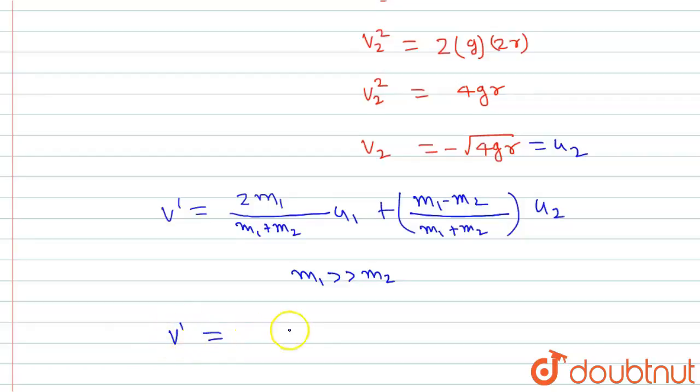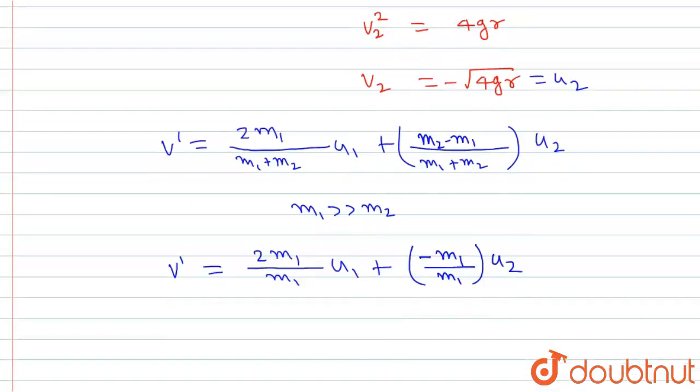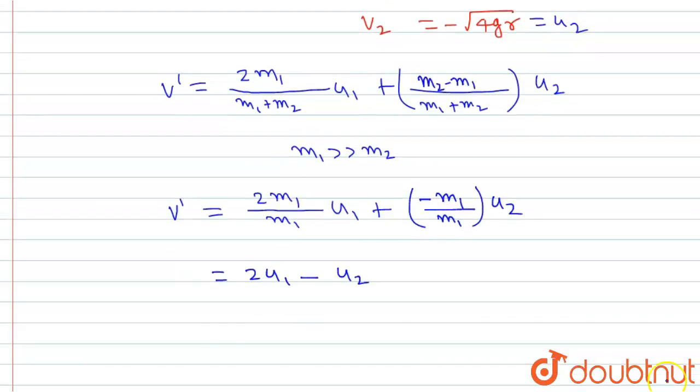So V dash is equal to 2 into M1 divided by M1, and this is the U1, plus, from here this is actually M2 minus M1. So we can put here M2 minus M1. So from here we can see that this is equal to minus M1 divided by M1, and this is U2 we can write. Clear? Now from here we can see that this is equal to 2 into U1 minus this is U2. Clear?